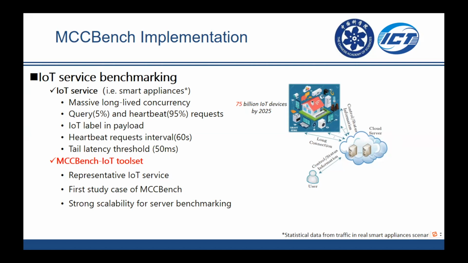The request payload carries the IoT label representing the priority and the device information. The heartbeat packet frequency of a connection is usually once a minute. And considering the average human reaction speed, the tail latency threshold is best within 50 milliseconds for good user experience. We have developed and integrated an open source toolset, MCCBench IoT, to represent the benchmarking on a typical IoT scenario.